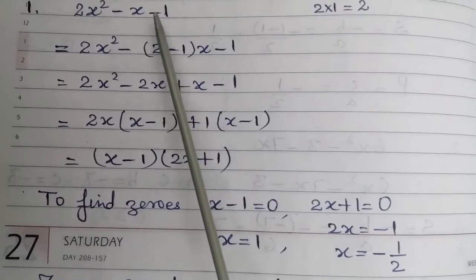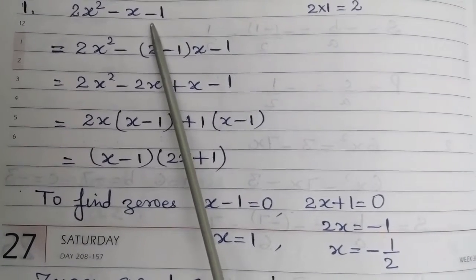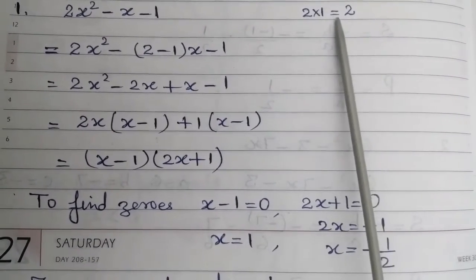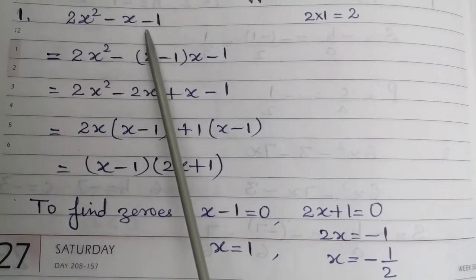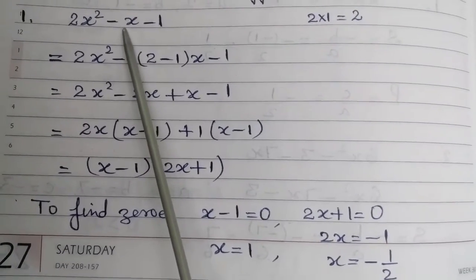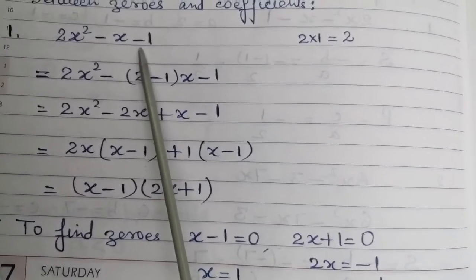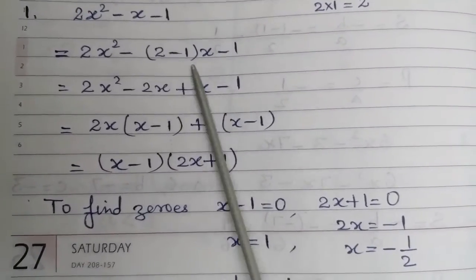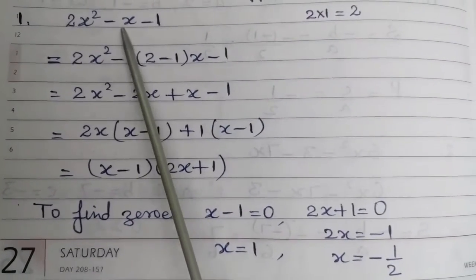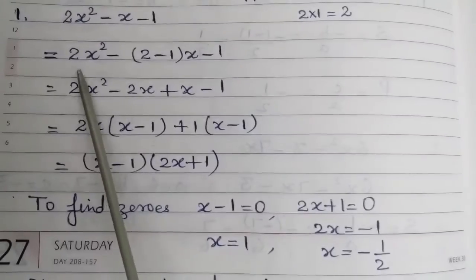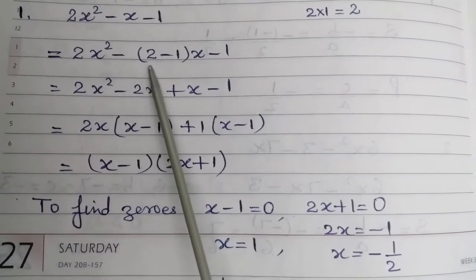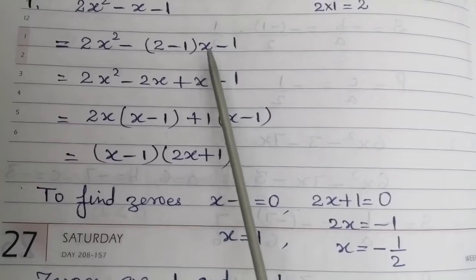Now check this sign. I will take those numbers for which, when you multiply them, the product should be 2, and when you subtract, the difference should be 1, which is the coefficient of x here. So we can come to know whether the numbers are to be added or subtracted from this sign. The product is 2 ones are 2, and 2 minus 1 will be 1. So I write 2x square minus, for this 1 I have written in brackets 2 minus 1. Always write the greater number first. So 2 minus 1 and then bracket close x minus 1.